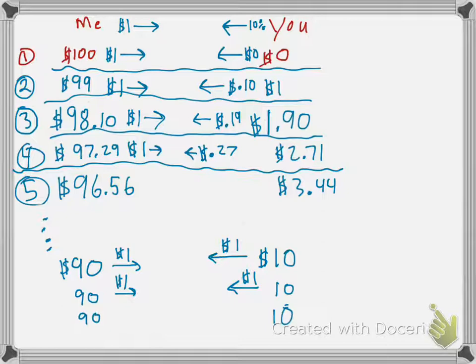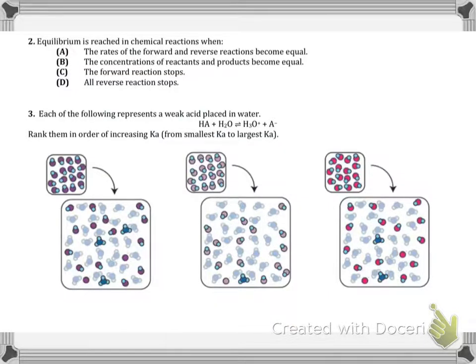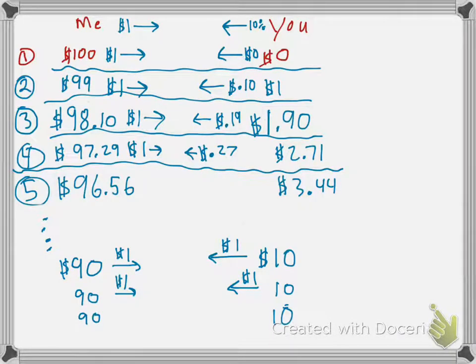And so let's go ahead and take a look at these practice problems here. Let's go ahead and answer number 2. Equilibrium is reached in a chemical reaction, and let's go ahead and read A. It's when the rates of the forward and reverse reaction become equal, the concentrations of the reactants and products become equal, the forward reaction stops, all reverse reaction stops. And so in this situation, it's not D or C, because if you think about our example here, if we keep going, if we do this every single day, it's not stopping. I'm giving you $1, you're giving me $1.